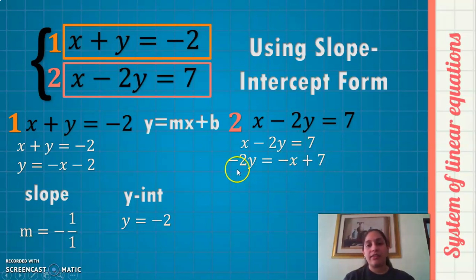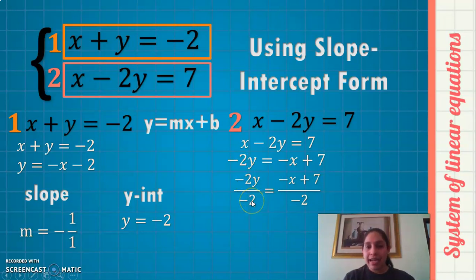Now that I have this, I can see that still my y is not completely alone because I have a negative 2 on this side. So I'm going to move this negative 2 dividing to the other side because in here my 2 is multiplying the y. So I divide everything by negative 2. Negative 2y by negative 2.